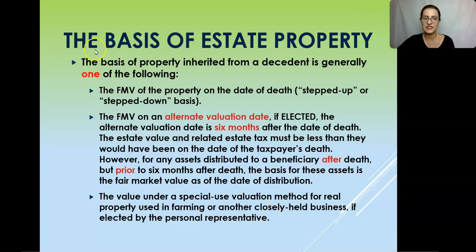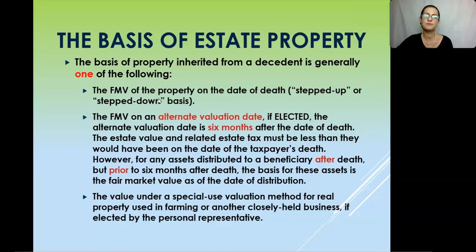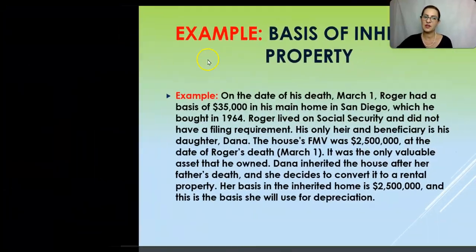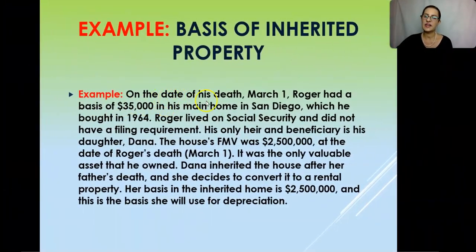99% of the time, what you're going to see is just this first one: the fair market value of the property on the actual date of the person's death. Okay? Basis of inherited property. On the date of his death, on March 1st, Roger had a basis of $35,000 in his main home in San Diego, which he bought in 1964.